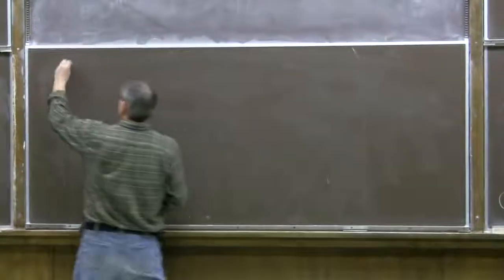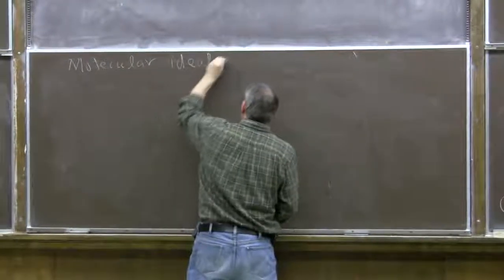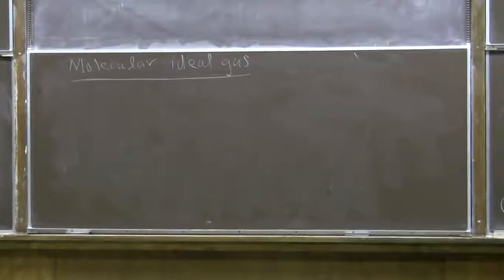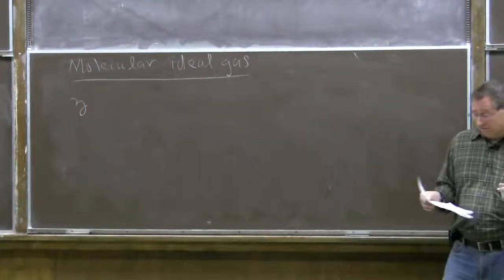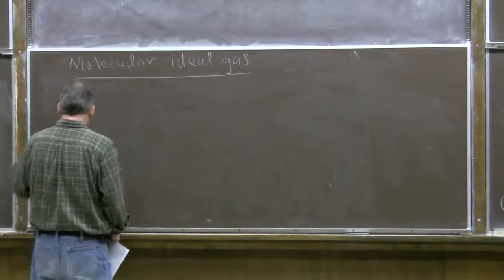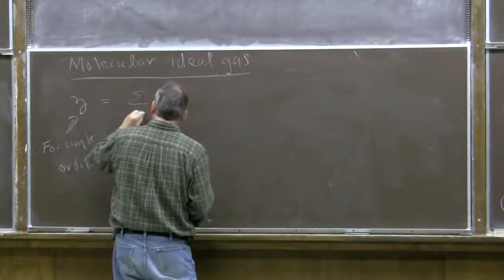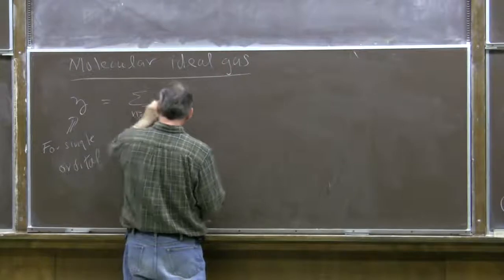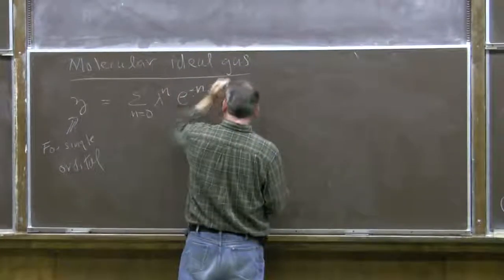So, consider a molecular ideal gas. Let's go back to what we did a few weeks ago when we considered the Gibbs sum for a single orbital in an ideal gas. So we sum over the occupation of the orbital, which can, I'm treating the molecules as bosonic, so there's an activity raised to the nth power, e to the minus n epsilon over tau.